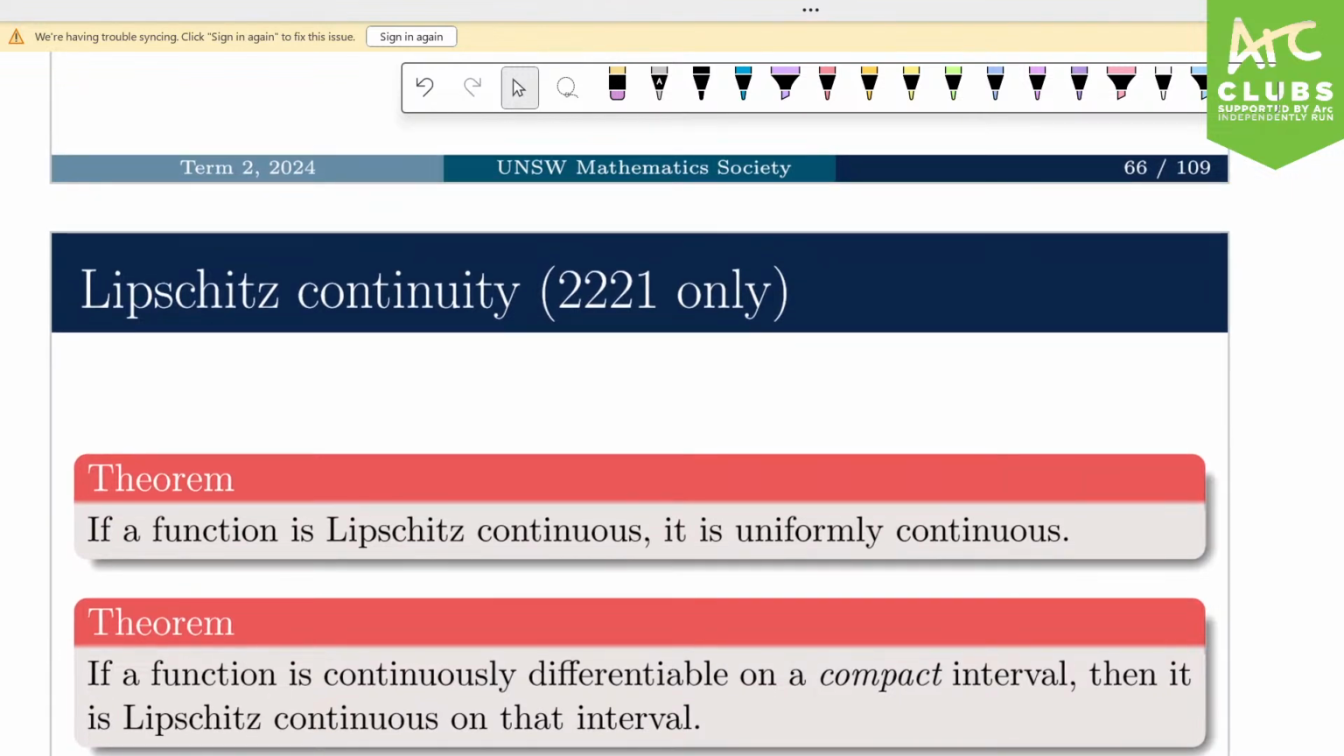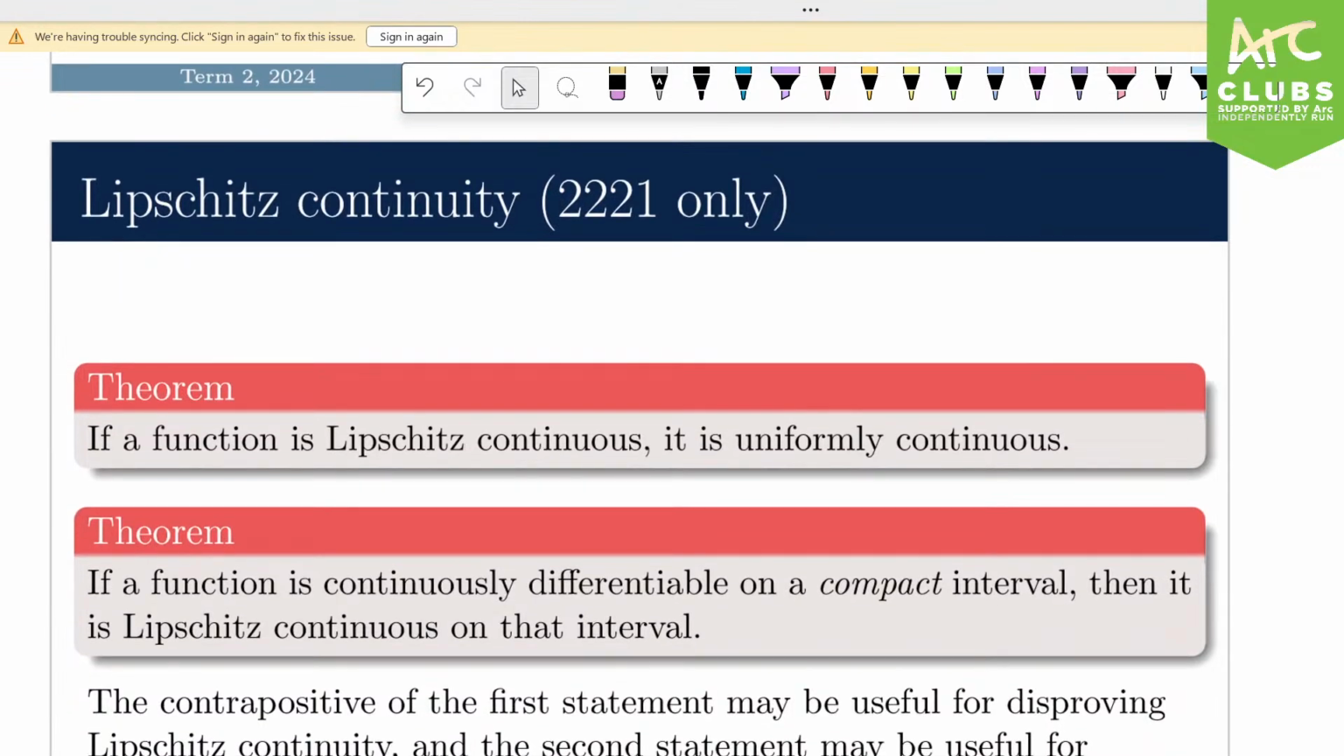So we're going to show that something is Lipschitz continuous, and we're going to look at some theorems first. The first theorem is going to be that if a function is Lipschitz continuous, it's uniformly continuous. What's good about this statement is that we can take the contrapositive to get that if a function is not uniformly continuous, it's not Lipschitz continuous. So suppose they want to say, show that this function is not Lipschitz continuous, we can just use this. We can take the contrapositive of this statement and happy days, we can prove that.